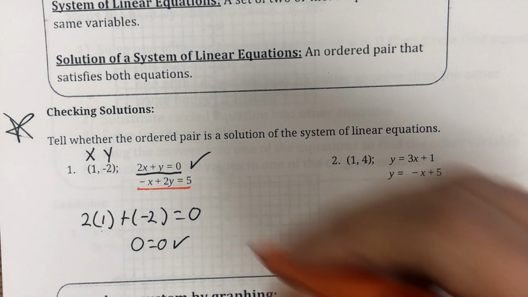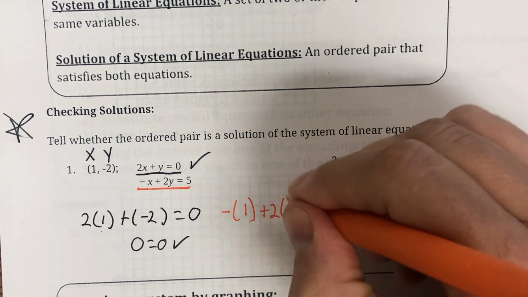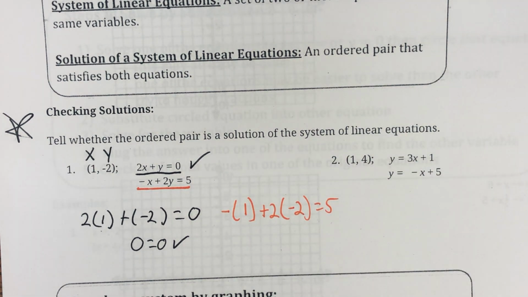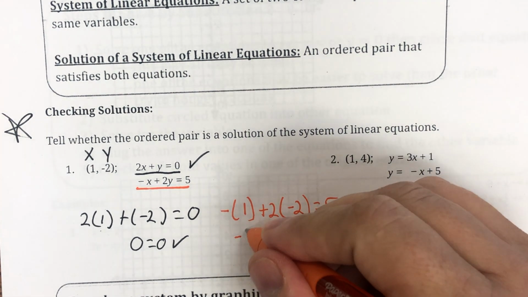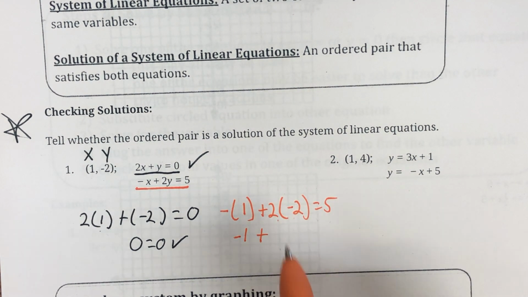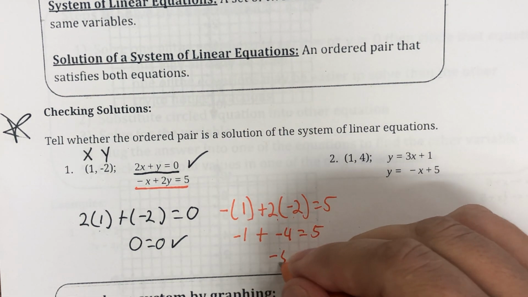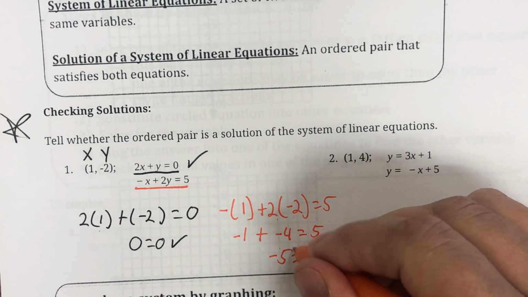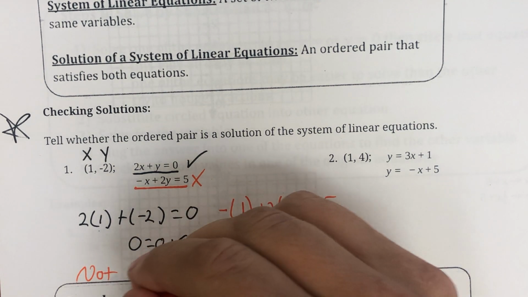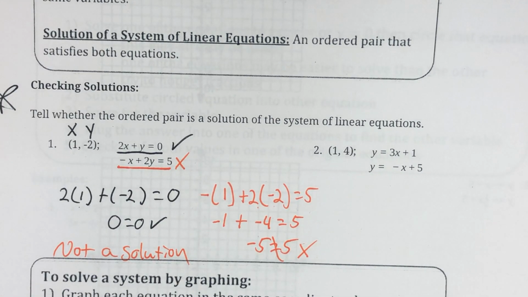Now we're going to check the orange one. So negative, parentheses, 1 plus 2 times y. y is negative 2. And that's equal to 5. Let's see if that's true. Negative times 1 is negative 1 plus, order of operations, we have to multiply, 2 times negative 2 is negative 4. So I get negative 5 equals 5. That is not true. So it is not a solution. The ordered pair has to be true for both.